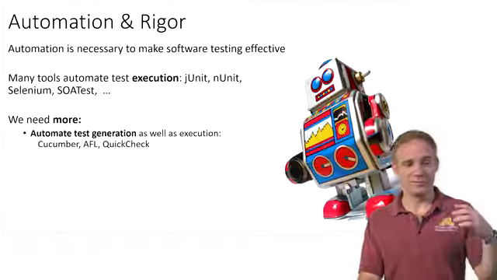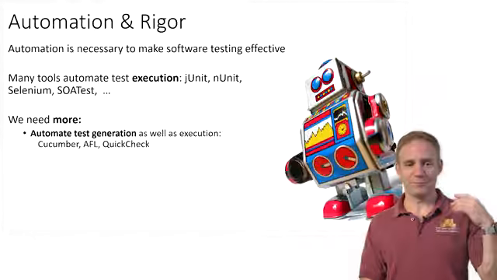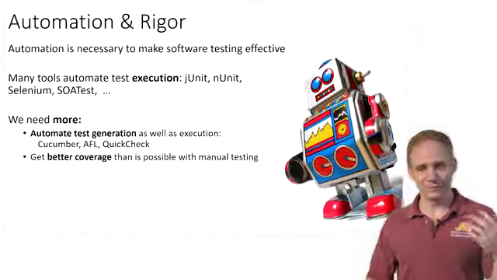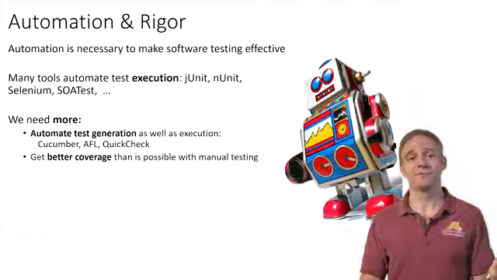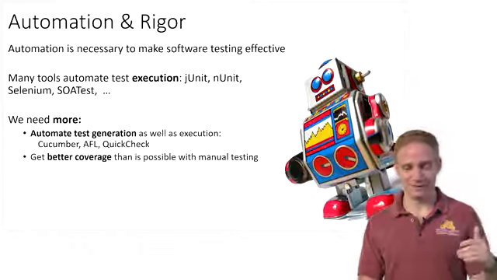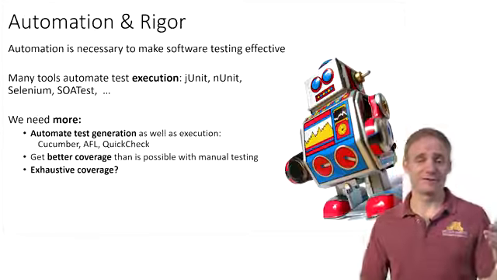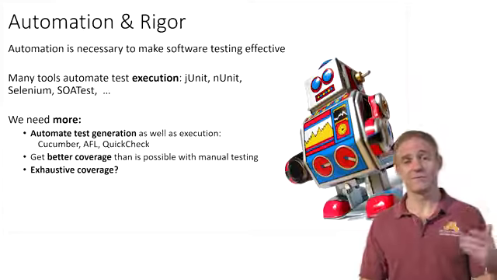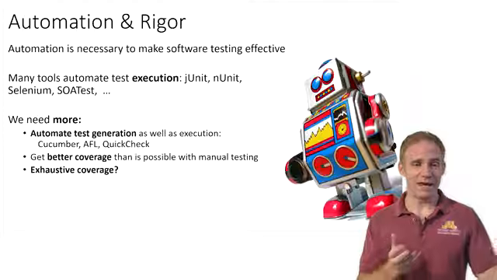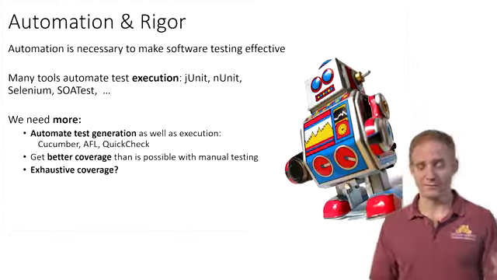In terms of coming up with test inputs, we'll see some examples where the computer can come up with test cases that we never would have thought of. When we do this, we can get better coverage than is possible with manual testing. We can really rigorously execute the different statements that we have. And in some cases, using symbolic tools, we can get exhaustive coverage. When we do model checking, we really are checking every possible input into the system and determining whether or not the program does the right thing.